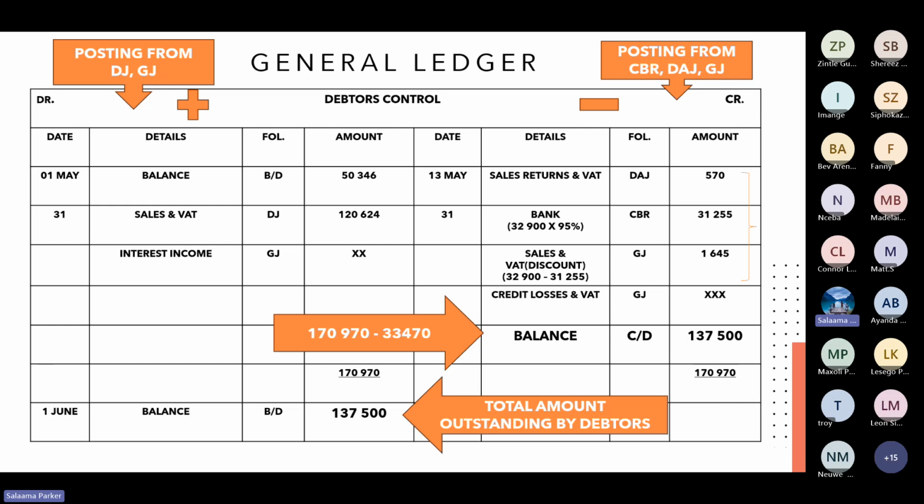So please, when you're posting to the general ledger, try to get a better understanding of what impact these transactions will have on the balance of my debtors. Is it increasing the balance of my debtors accounts? Is it decreasing the balance of my debtors? Any questions there?